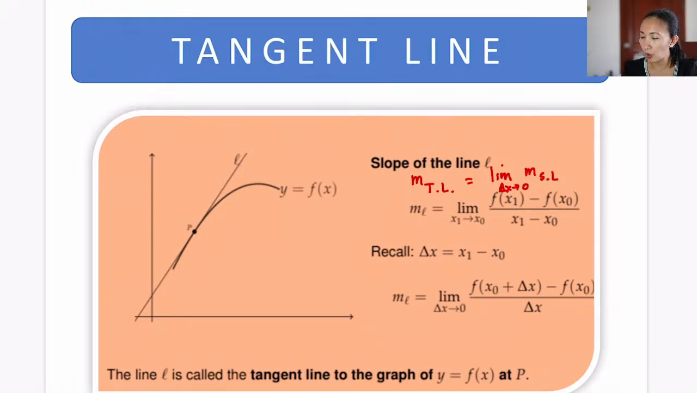So here we have the slope of the tangent line L is equal to the limit of f of x sub 1 minus f of x sub 0 all over delta x. Ito yung delta x natin. As x sub 1 gets closer and closer to x sub 0, or as the distance between the two is so small that it gets closer and closer to almost nothing, almost negligible. Okay, so recall once again from the previous part that delta x is equal to x sub 1 minus x sub 0.